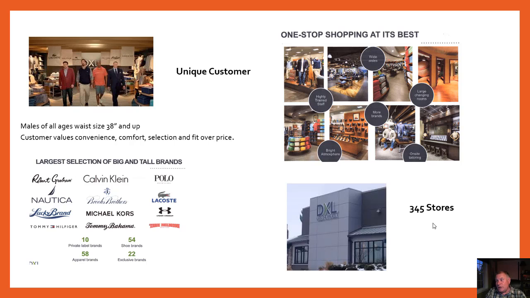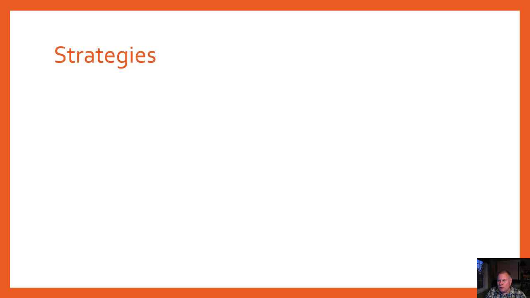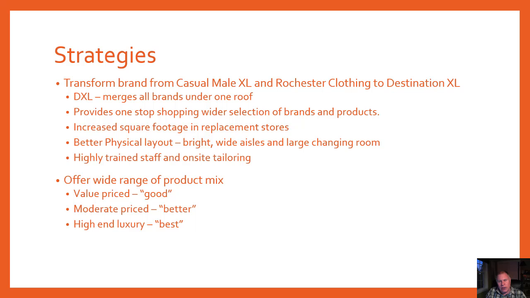So those 2 slides essentially show everything you need to know about what that company is. The next thing I put in, and you don't have to do this right now, is what strategies they are using for success. In this case, they have some stores that used to be known as Casual Male, XL, and Rochester Clothing. They're converting them all to Destination XL. That enables them to put all the brands under one roof, one-stop shopping, wider variety, better physical layout, highly trained staff. They offer a variety of products: value priced, which are good, moderate price, which are better, and high-end luxury, which are best.